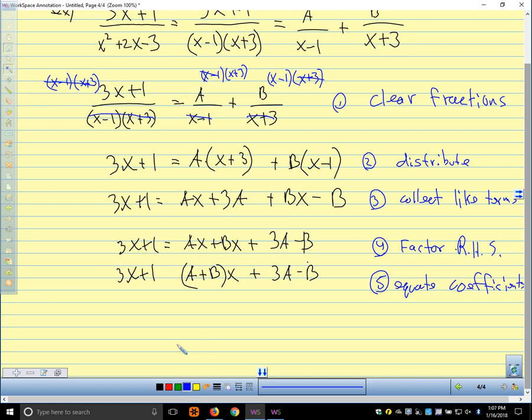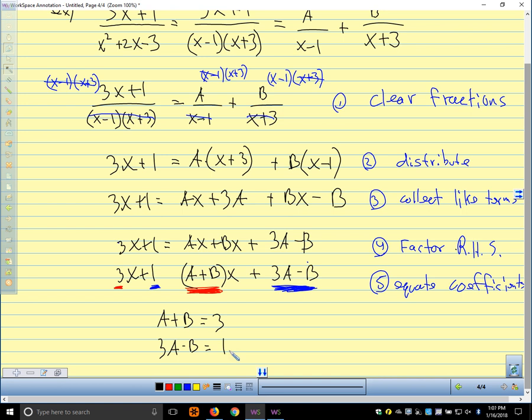So what we mean here is whatever's in front of the x on the right, this has to be true. This equation has to be true no matter what. Whatever is in front of the x on the right has to be the same as what's in front of the x on the left. So a plus b has to equal 3. Whatever doesn't have any variable on the right has to be the same as whatever doesn't have a variable on the left. So 3a minus b has to be 1.